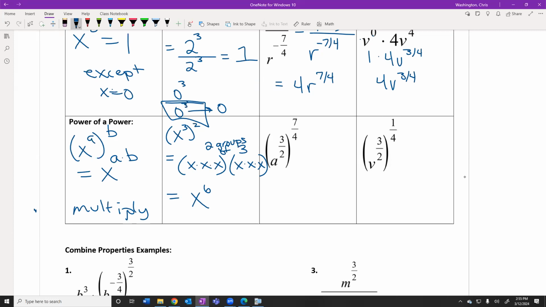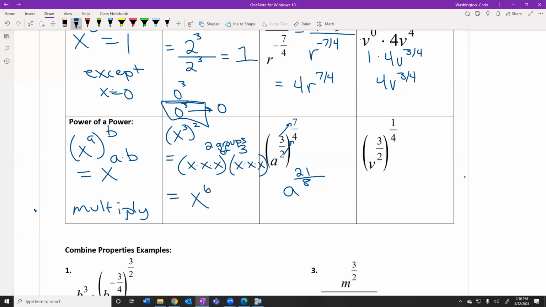So how do we multiply fractions? Anybody? Maybe you want to go to nursing school. Maybe you want to be a registered nurse. You don't keep it, change it, flip it. That's if you do dividing fractions. Yeah, just straight across. We're going to do the 3 times the 7. We multiply the numerators and we multiply the denominators. So 3 times 7 is 21 and 2 times 4 is 8.